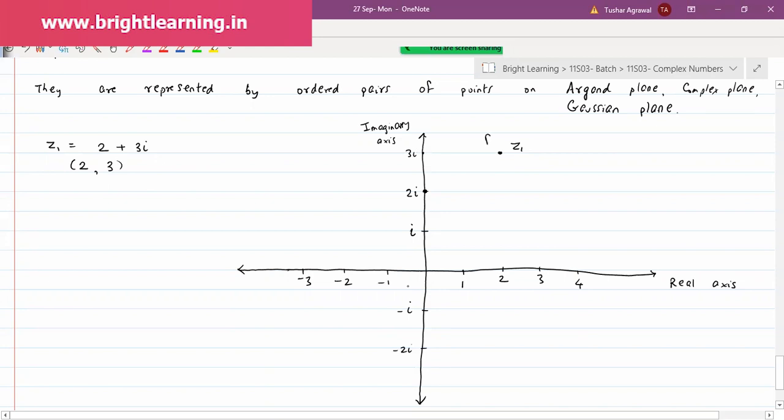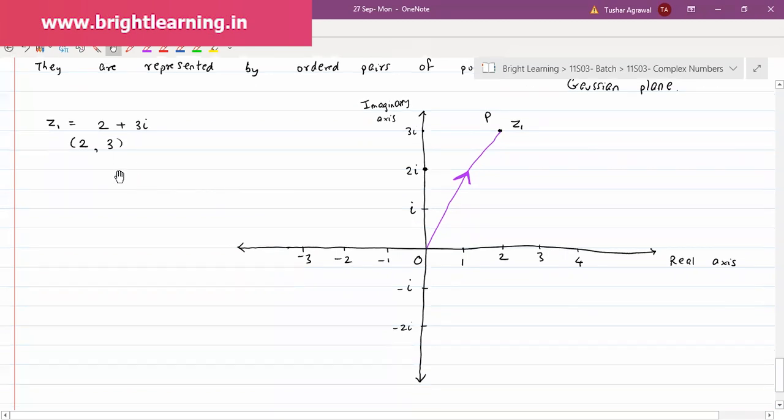Represented by point P. Let's say this is my origin O, and this is OP, from O towards P. This arrow is also very important. I'm also giving a slight introduction of vectors. You have already studied vectors in physics by now. This OP distance is called the magnitude of z1. z1, you know how to plot. Now this is just a plotting of the point (2, 3).